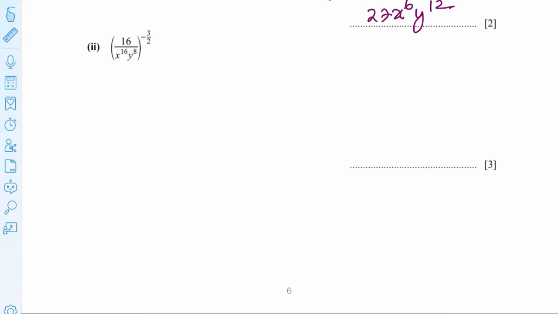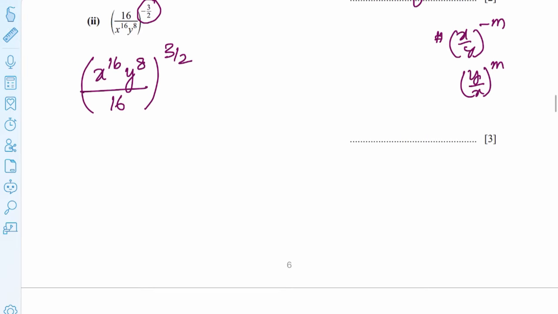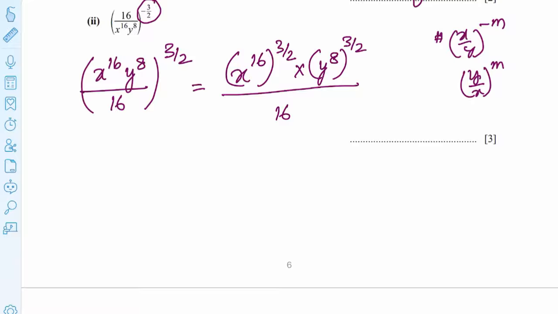Next, the second question. First of all, you can see here that there is a negative index, right? If it is negative, if you remember the law of indices, if I say x over y power negative m, and I'm trying to write it as a positive index, I can simply flip this: y over x power m, right? In the same way, I will do x power 16 y power 8 over 16, and this has the power 3 over 2, right? Now we can expand this. The numerator power will be 3 over 2 and the denominator power will also be 3 over 2. So x power 16 power 3 over 2 times y power 8 power 3 over 2, divided by 16 power 3 over 2.